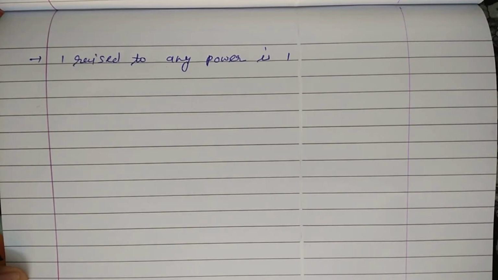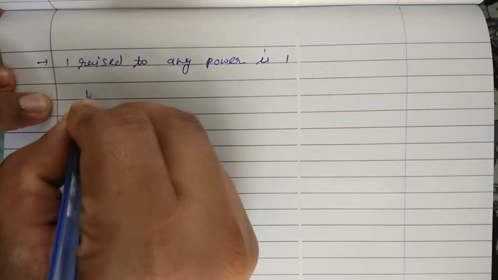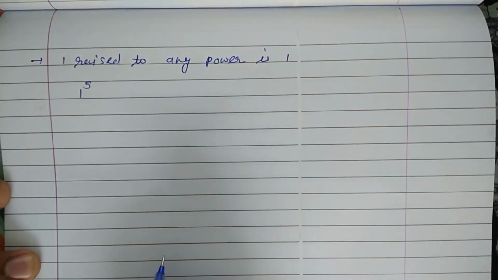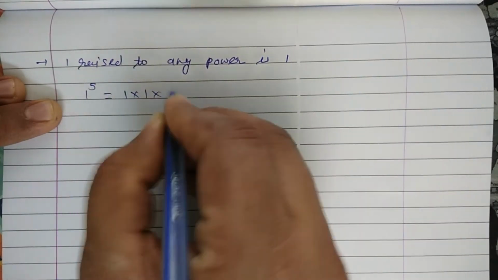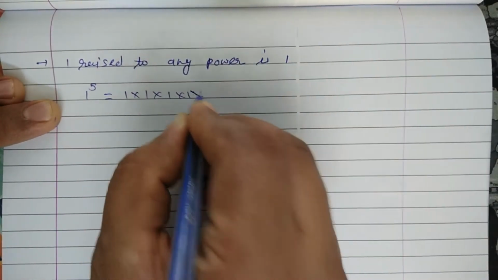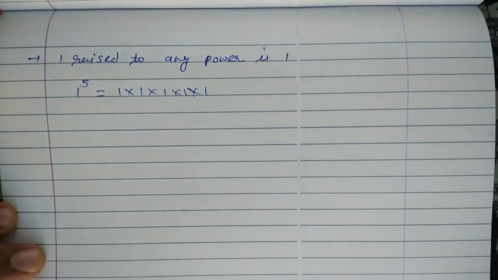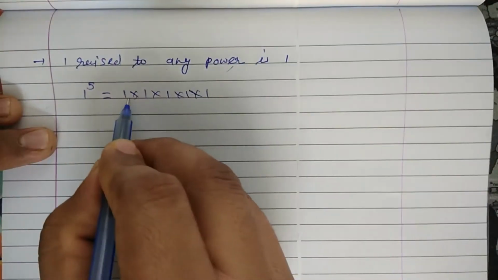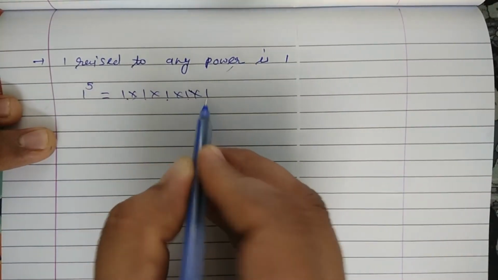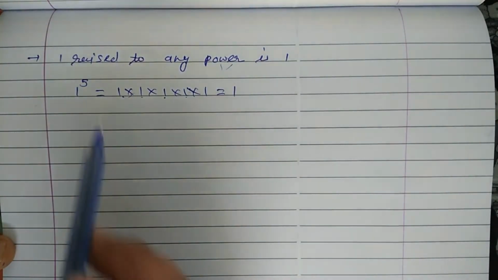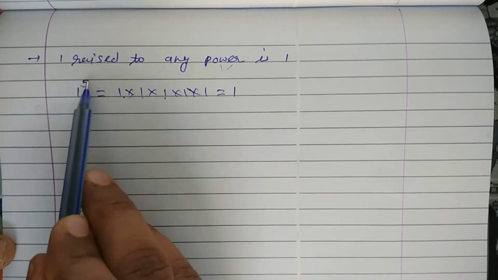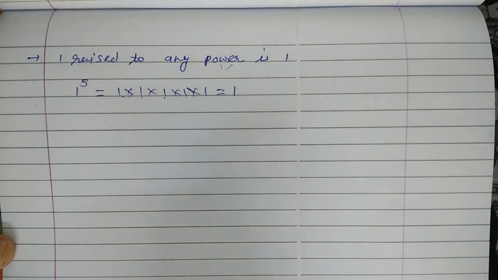You have to remember that 1 raised to any power is 1. For an example, 1 raised to the power of 5. So that is equal to 1 multiplied by 1 multiplied by 1 multiplied by 1 multiplied by 1. 1 multiplied 5 times, which is equal to 1 ones are 1, 1 ones are 1, 1 ones are 1, 1 ones are 1. So we will get the answer 1. That means 1 raised to any power, 5, 6, 7, whatever, we will get the answer 1.